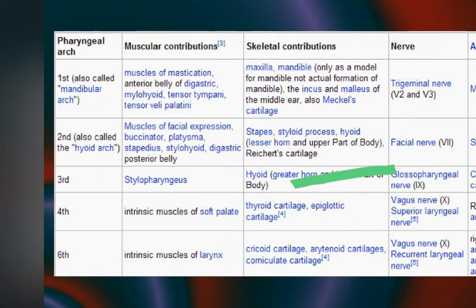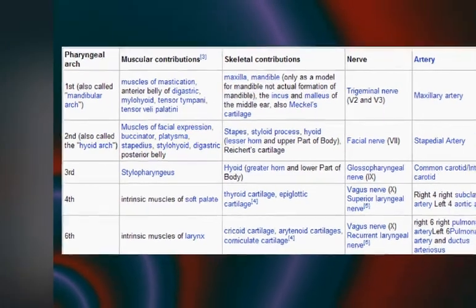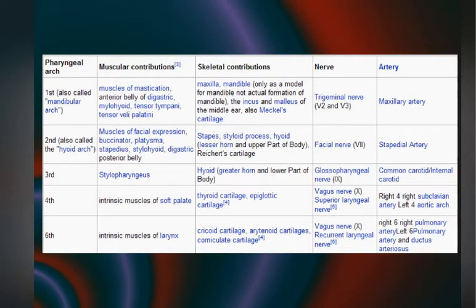Notice that each arch in this table has muscular derivatives and skeletal derivatives. Skeletal derivatives include bone and cartilage. And each one has nerve supply and blood supply. We start with the first pharyngeal arch.